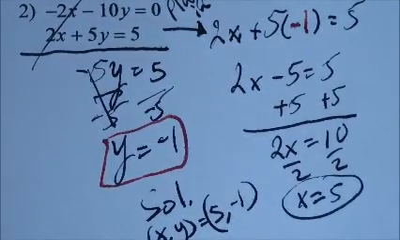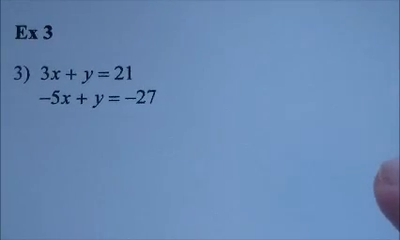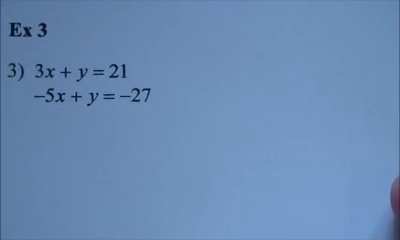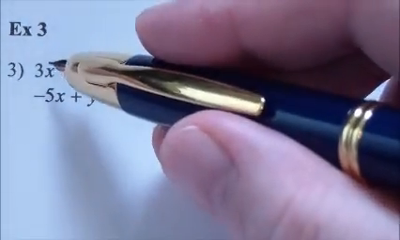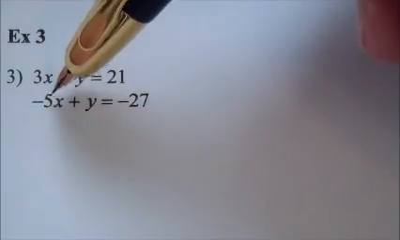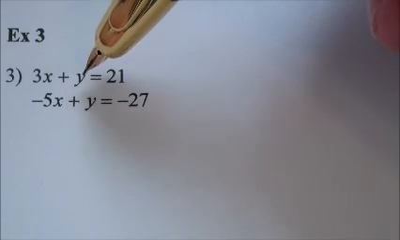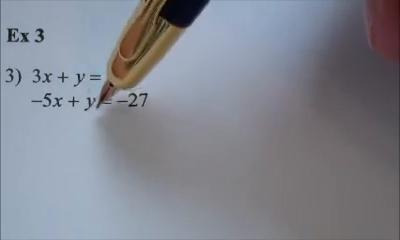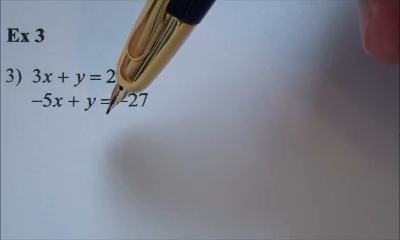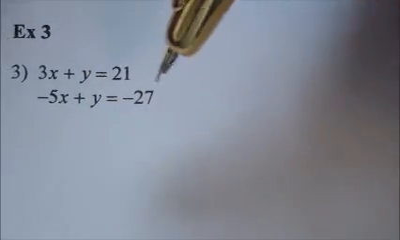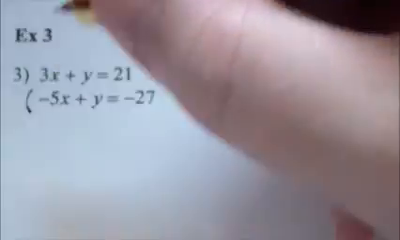Okay, let's try something a little harder. Example 3. Now, notice that the x's are not the same this time. This is 3, this is 5. They're opposite sign, but that's not really going to help us. So we have negative 5, positive 3. But over here, these guys have the same magnitude, but unfortunately they do not have opposite signs. Well, we could always remedy that by multiplying one of these equations by negative 1.